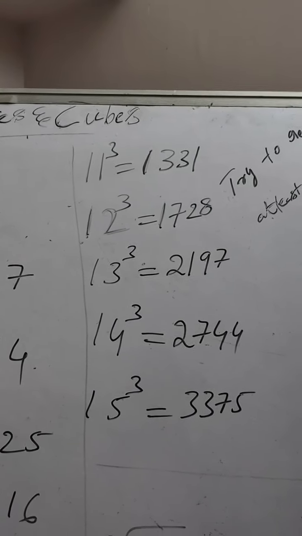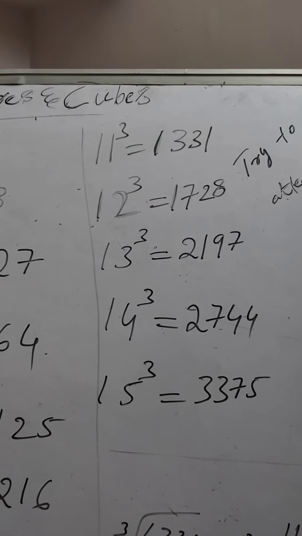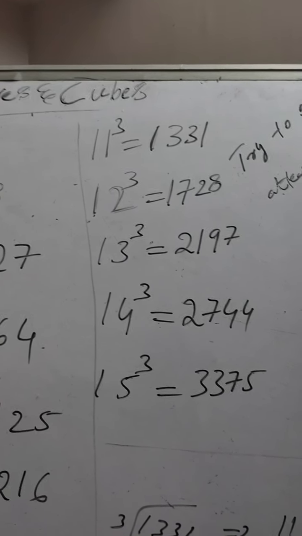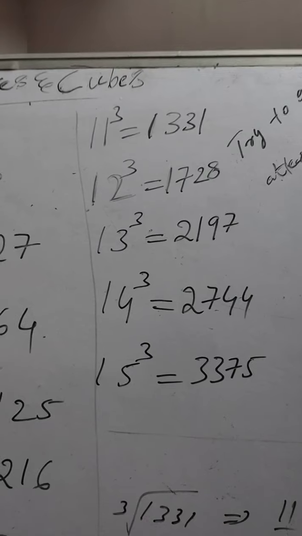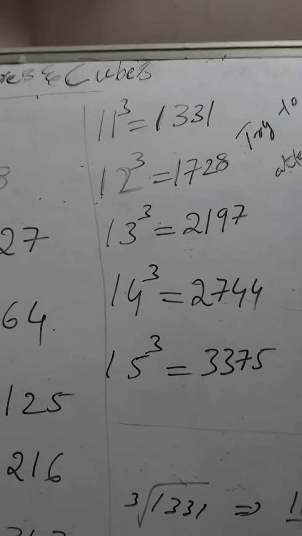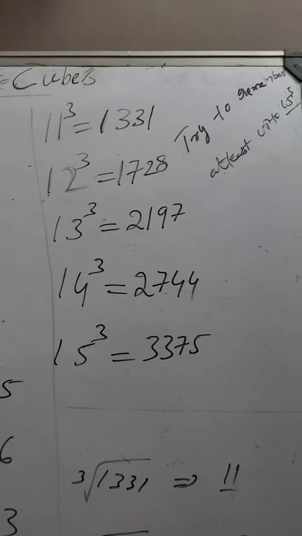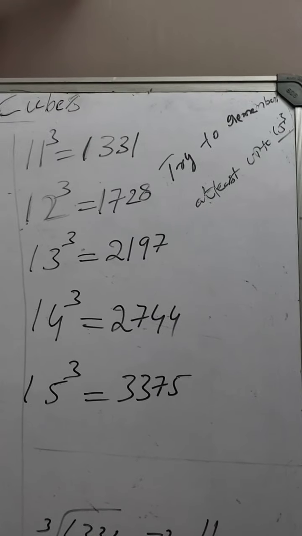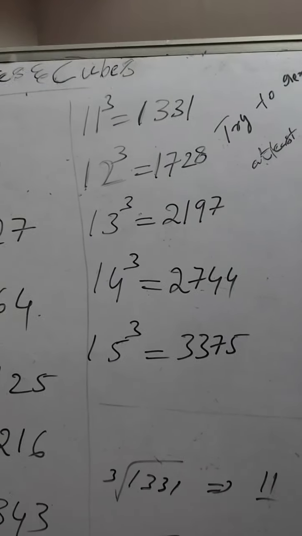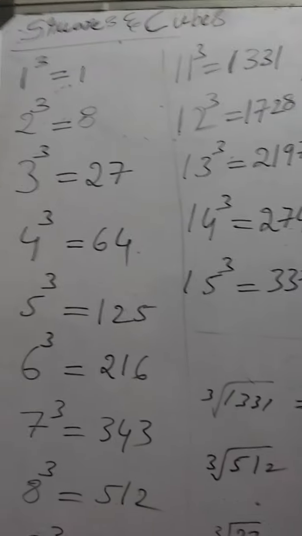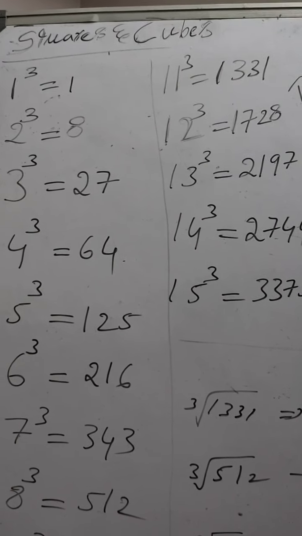12 cube is equal to 1728. 13 cube is equal to 2197. 14 cube is equal to 2744. 15 cube is equal to 3375. So try to remember at least up to 15 cube. Definitely it will be useful while doing the calculations.